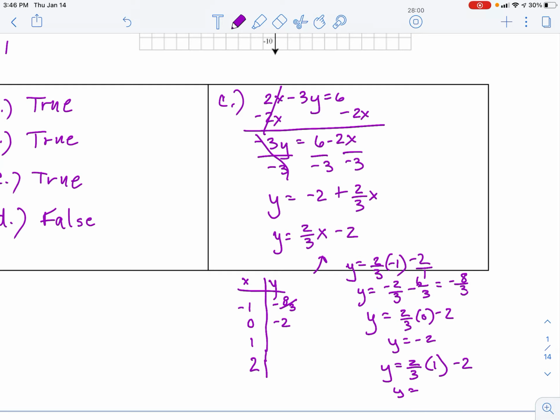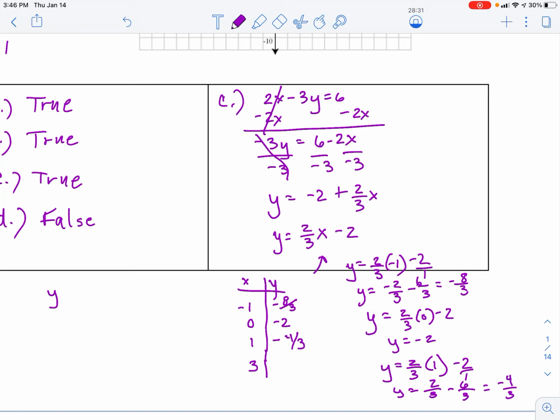Y equals 2/3 minus 6/3 equals a negative 4/3. Yeah, I don't like how these are turning out, but we'll do the best we can getting them on the graph. I'm going to put a 3 in there too because I know that's going to work out nice for us. So I'm just going to change this 2 to a 3.